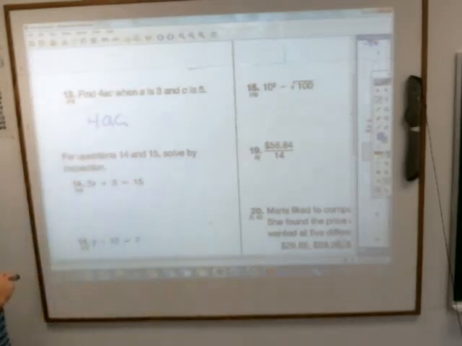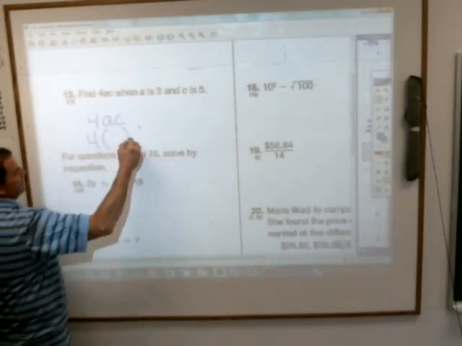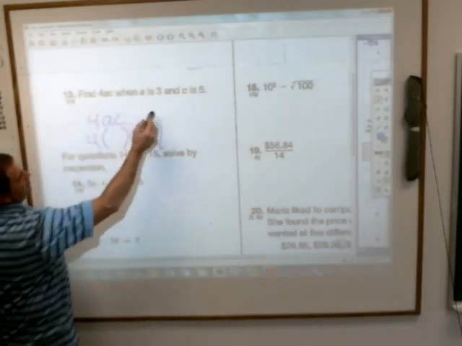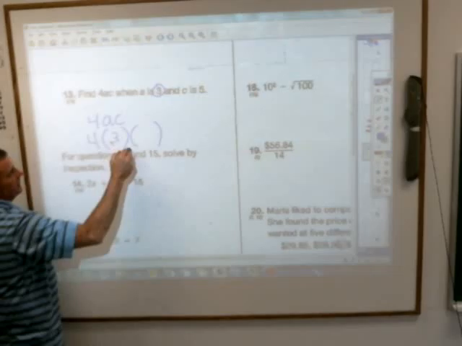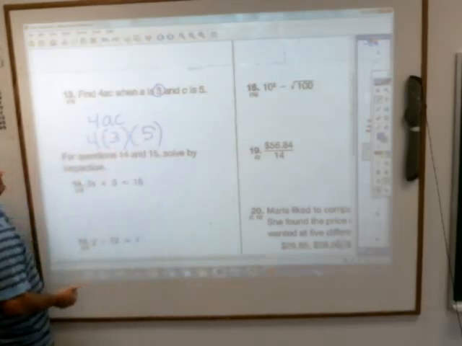4AC. What does A next to the C mean there, Holly? Exactly, and it should look like this. 4 times what A is times what C is. A is 3 and C is 5. 4 times 3 times 5.